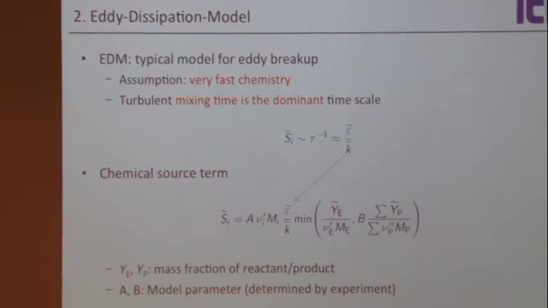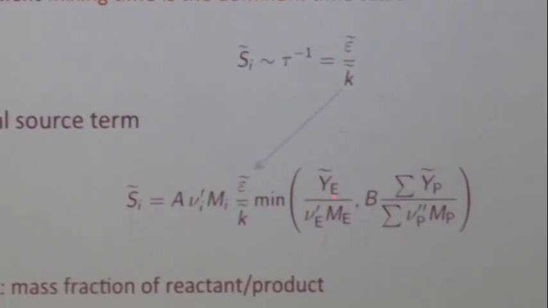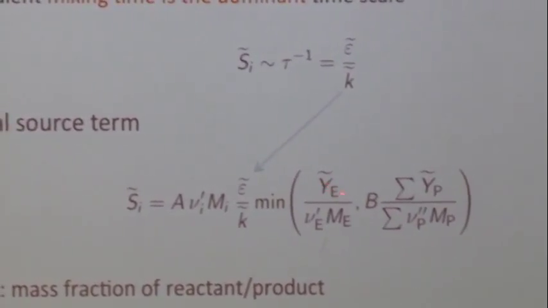So what they say here is you have this E is educt, so this would be the reactants, this is the product. So you evaluate this with the reactants, you evaluate it with the product, you evaluate it with just the fuel, okay? You evaluate this just with the oxygen, and you evaluate it with the product.